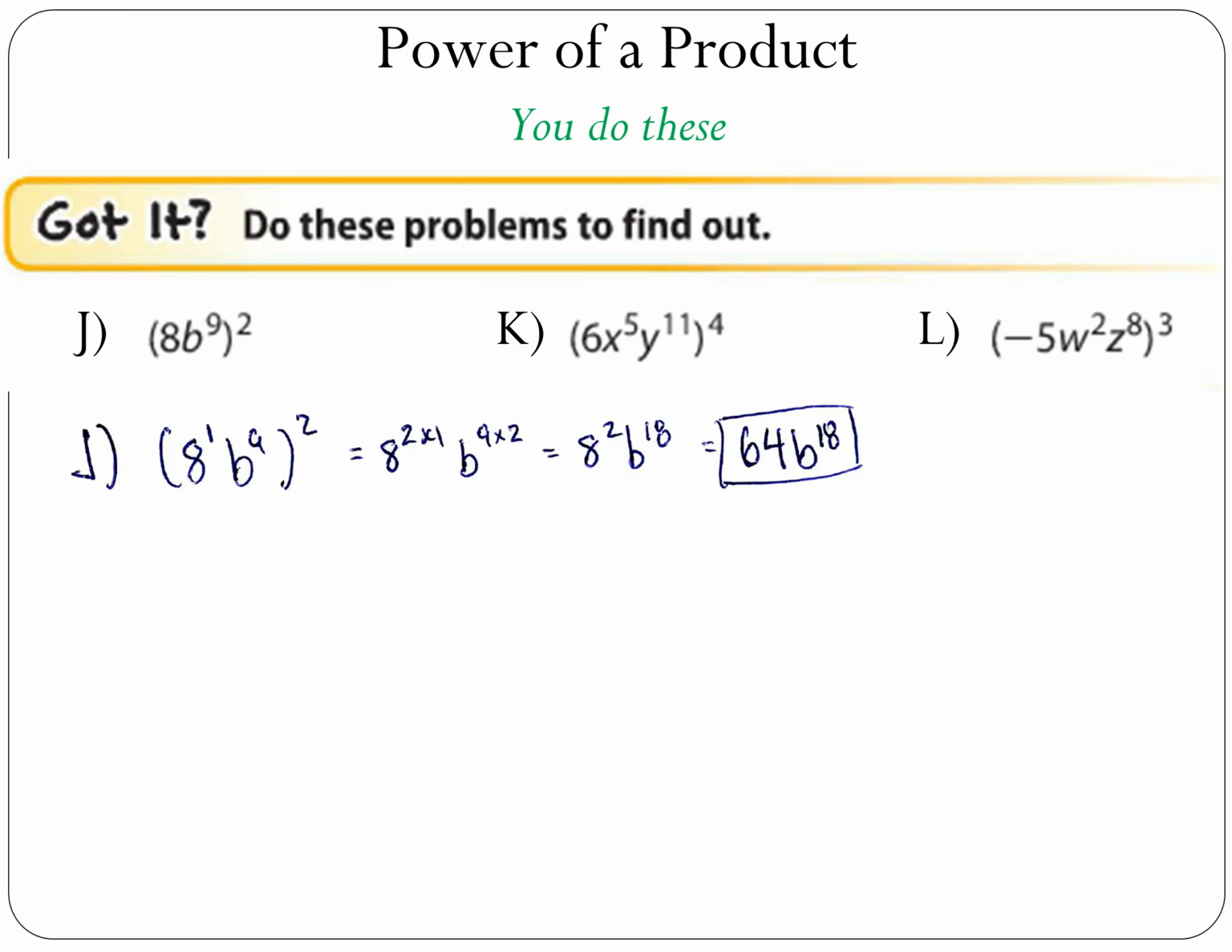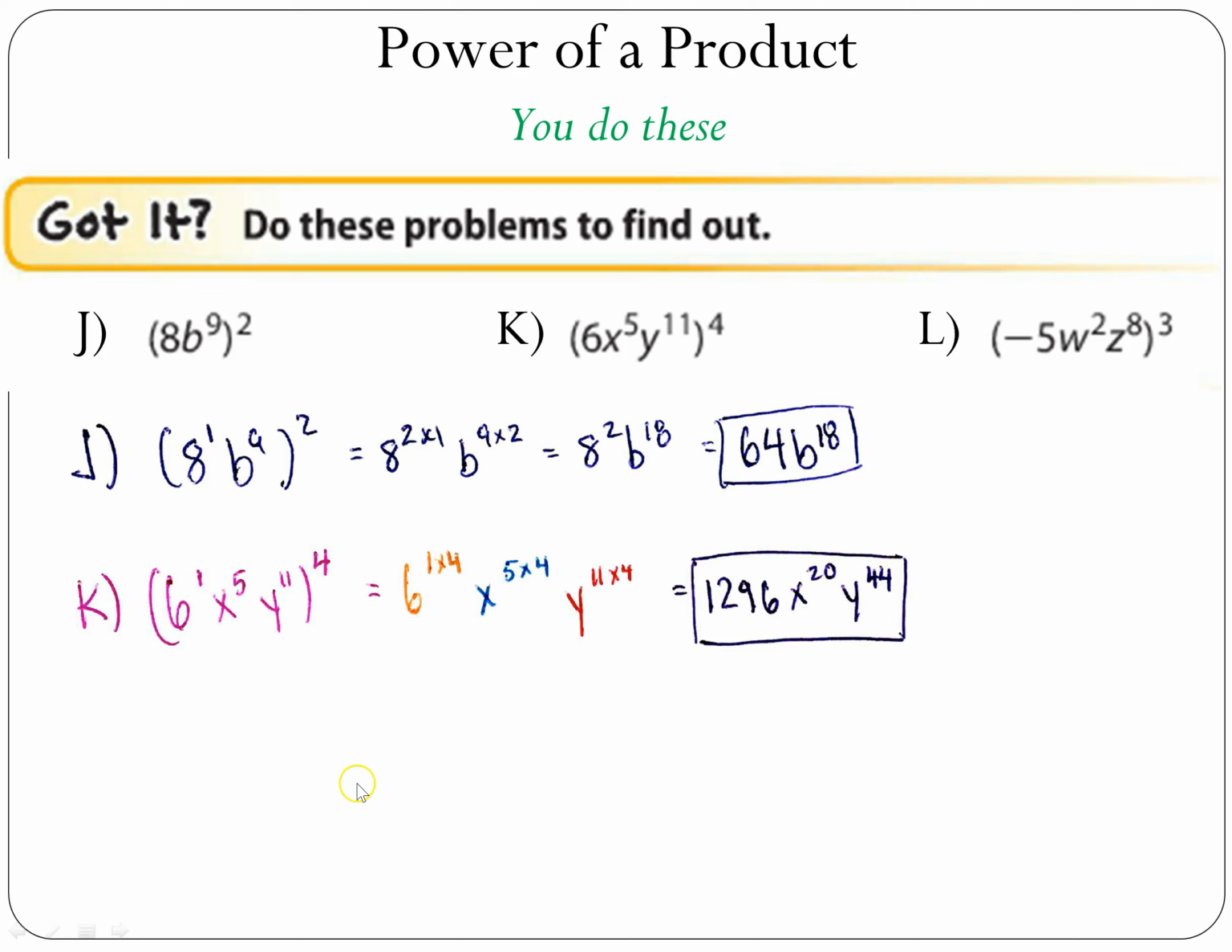Let's take a look at J. Remember, when there is no exponent, the exponent's 1. I'm multiplying. There we go. 8 squared is 64. That's b to the 18th, so it's 64 times b to the 18th. It is not a 6. It is the letter b. All right, sweet. Let's take a look at K.